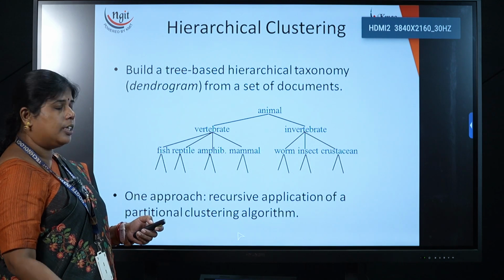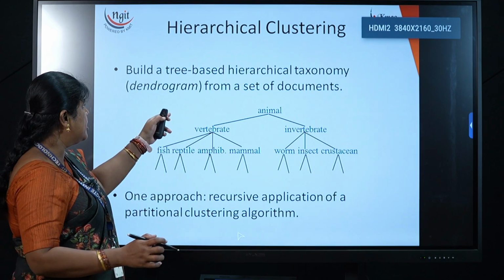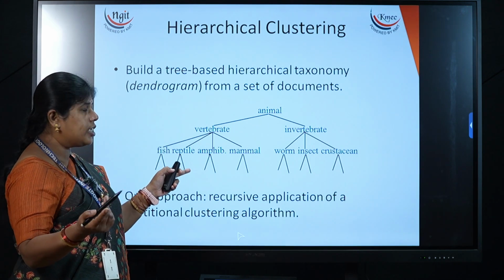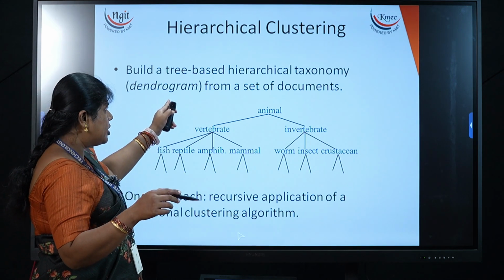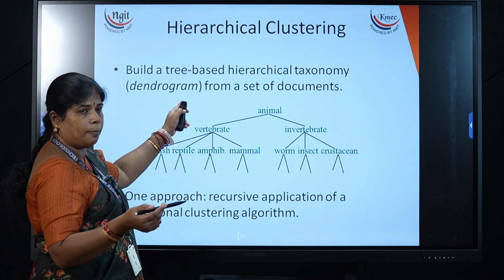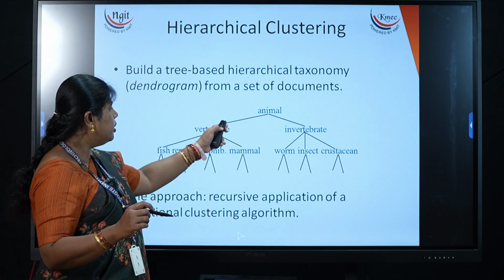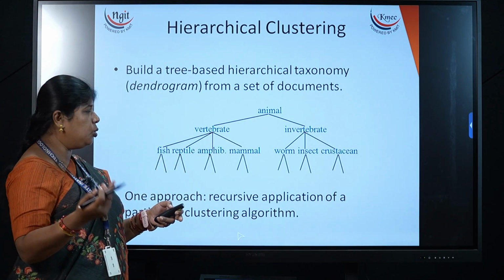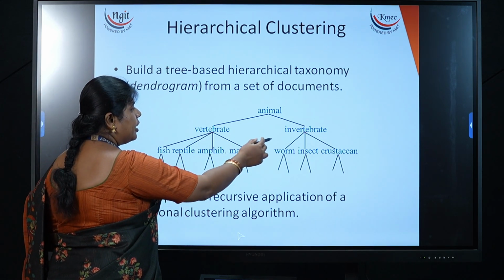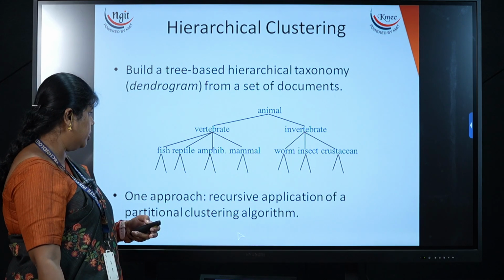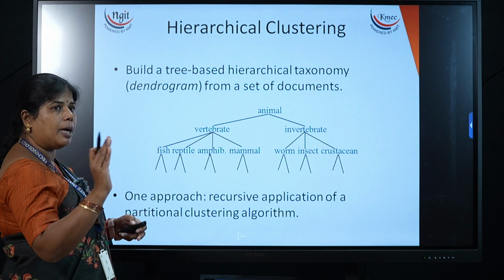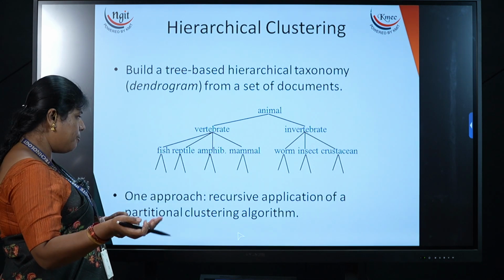As I told you, hierarchical clustering generates a tree-like structure, and the output of hierarchical clustering may be a dendrogram. Now let us see one example. An animal has two types: one is a vertebrate and the other one is an invertebrate. Based on the categories of this animal, I am dividing them into the corresponding branches.